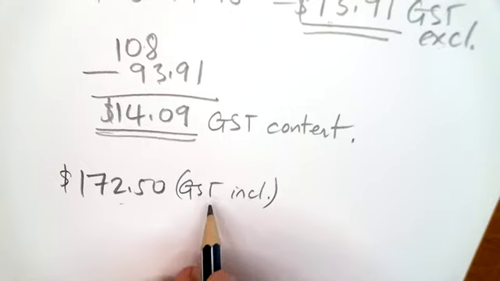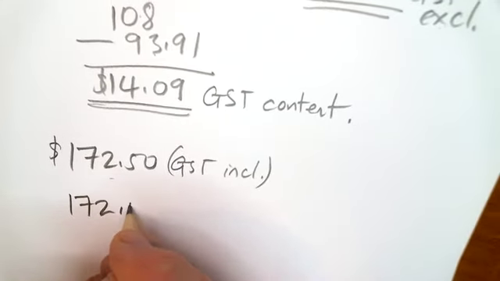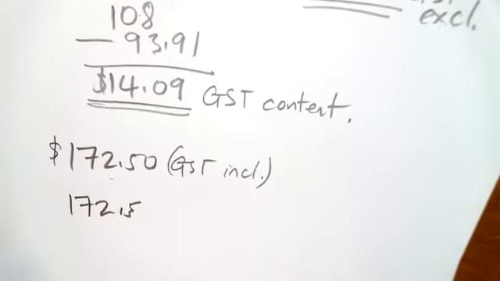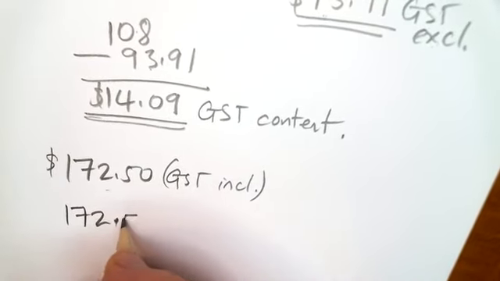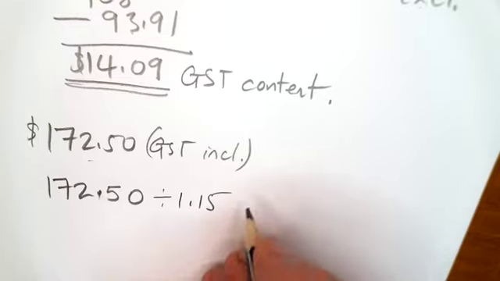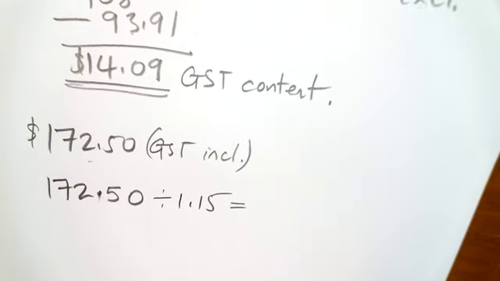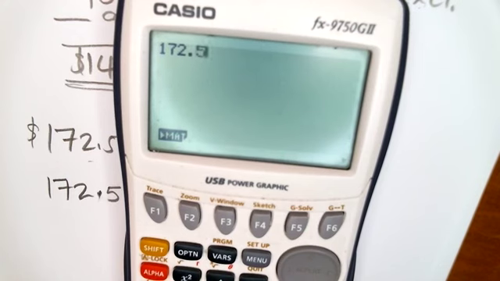So first step, remove the GST. So $172.50. That's meant to be a 5. It's one of those days. $172.50. We're going to divide it by 1.15, and that removes the GST. Well, let's see what we get. So let's have a look, $172.50. We're going to divide by 1.15. Without GST, it's 150.